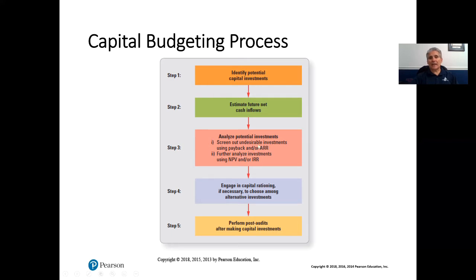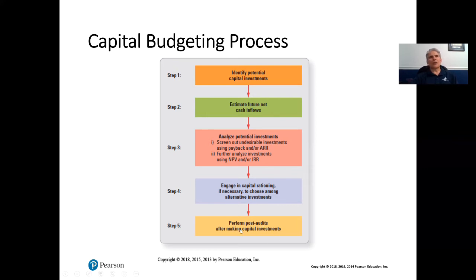You're going to analyze potential investments, and you're going to screen out the undesirable investments. Maybe by using one of these methods, you're just going to throw some out that say, nah, that's not even feasible. You won't even look into it further. And then you're going to further analyze using NPV and IRR. So step 4, you're going to engage in capital rationing if necessary to choose among the alternative investments. And then step 5, perform post audits after making capital investments.